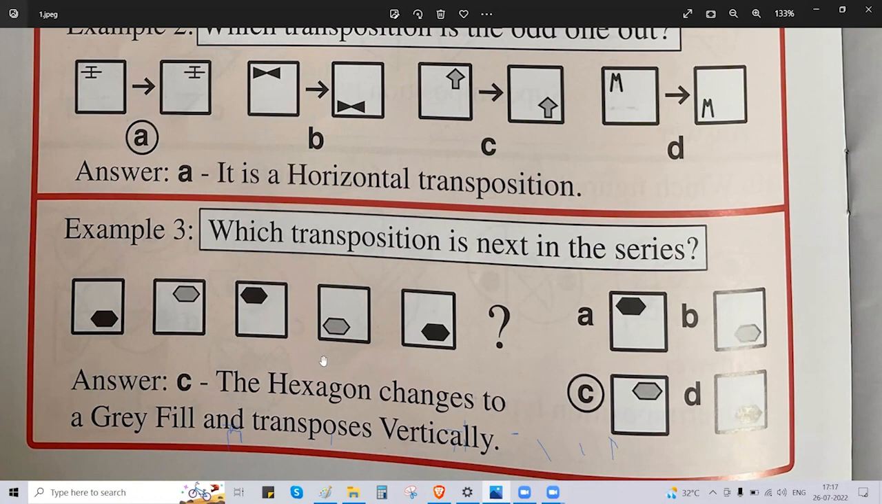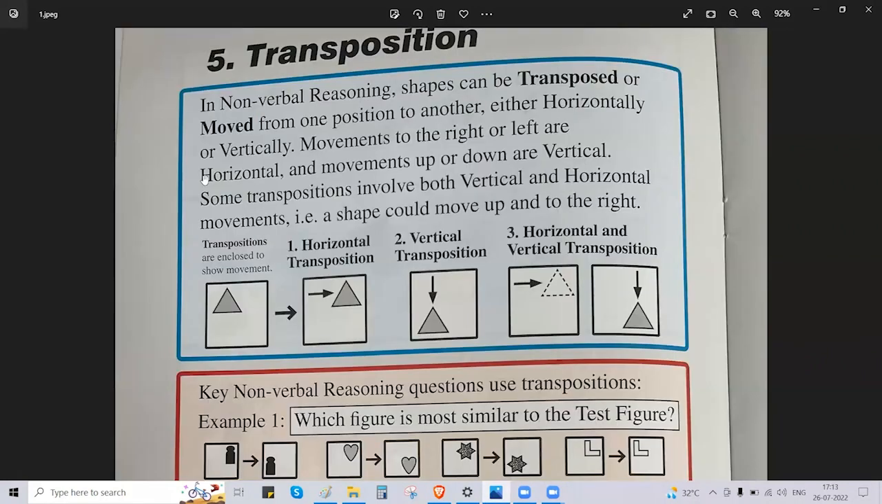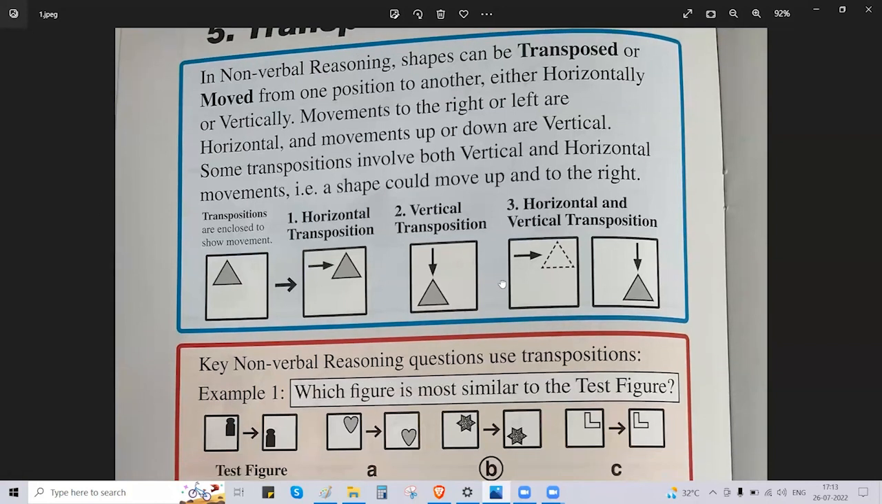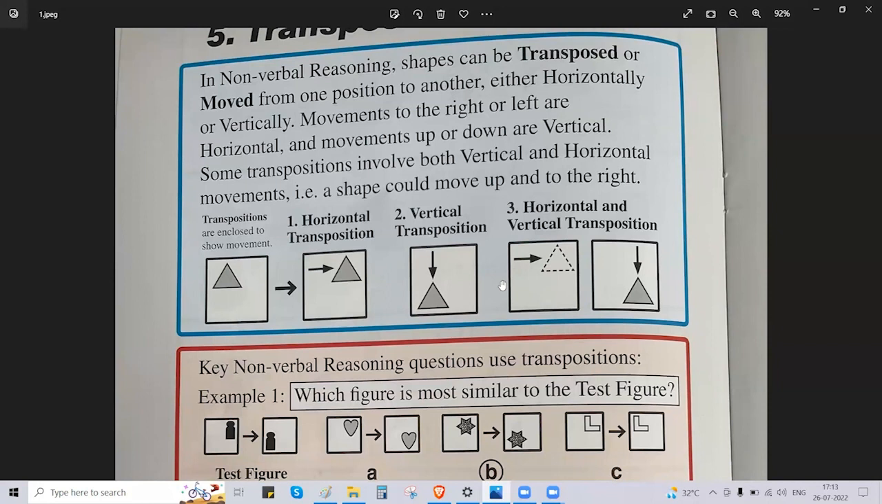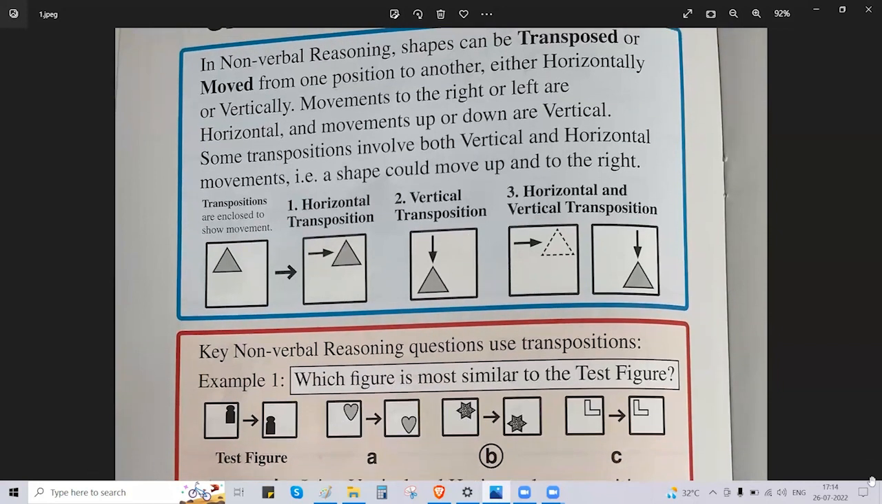Exactly. Two changes are being happened. So we have discussed the examples. Let's try to solve some questions so that we feel more confident. Exactly. So transposition is related to movement of shapes. So if the shapes are being moved from one position to another, they are being transposed. Now please read the first question for me.